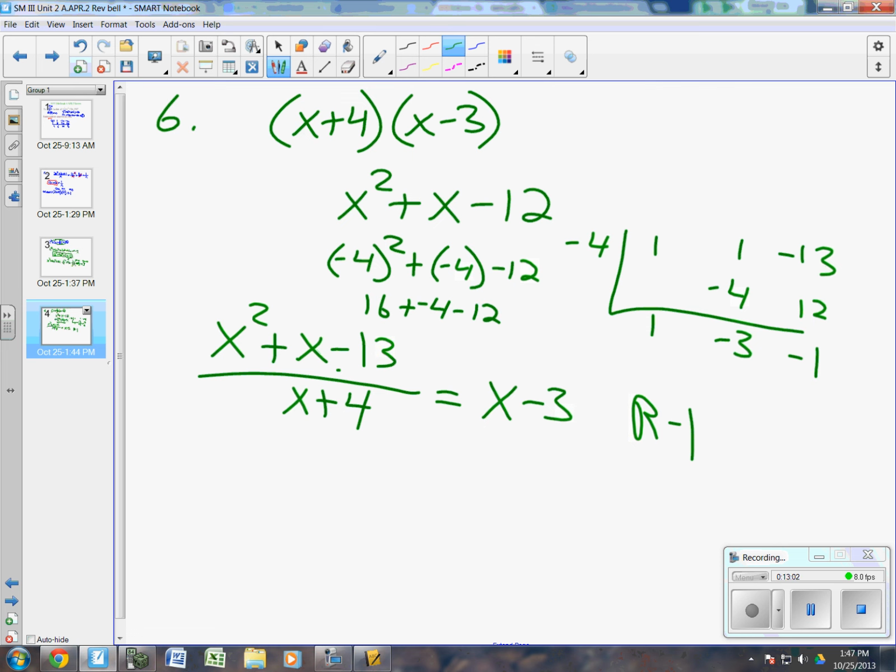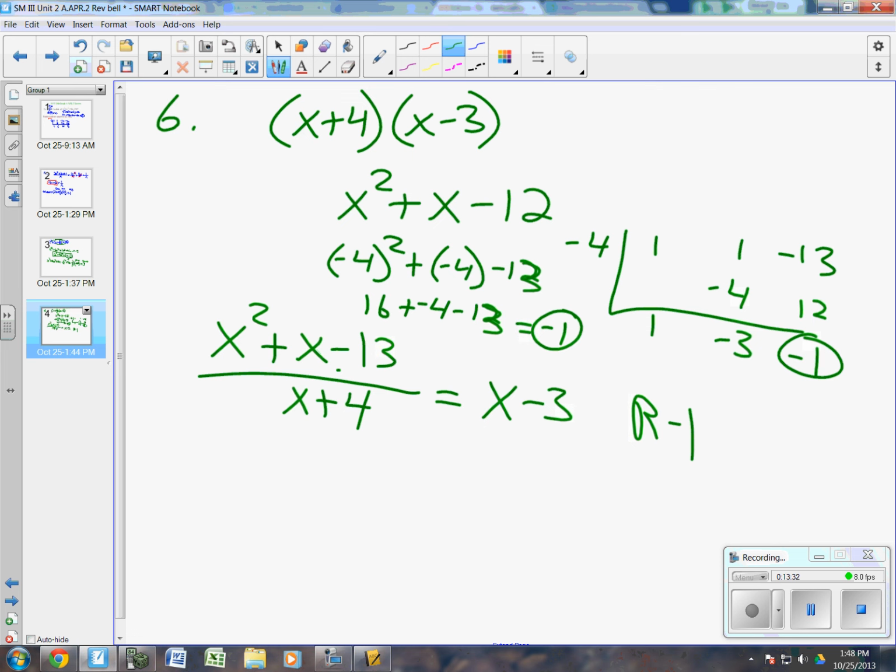Oh, wait. I'm talking about 13, if we did 13, right? And if I did that, 16 plus a negative 4 is 12, minus 13 is a negative 1. So whichever way you do it, it tells you the remainder. Whether you do synthetic division, the remainder theorem, or the long division, you're going to get a remainder of negative 1 if you divide this by this, right? Okay, so my answer is x minus 3, and you can see x minus 3 right there, remainder negative 1.